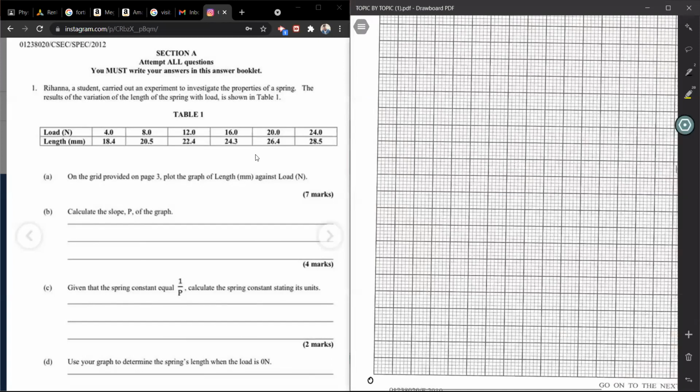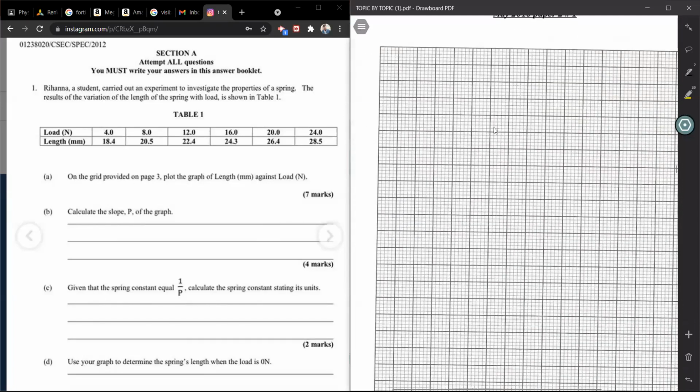All right, so this is not a real CSEC paper. A student carried out an experiment to investigate the properties of a spring. The result on the variation of length of the spring with load is shown in table 1. So we have that right there. On the grid, plot the graph of length in millimeters against load in newtons.